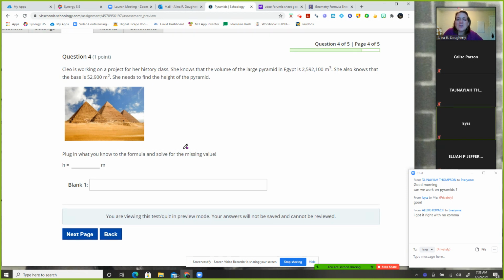Chloe's working on a project for her history class. She knows the volume of a large pyramid in Egypt is a little over 2 million cubic meters. That is a lot. She also knows that the base is 52,900 meters. She needs to find the height of the pyramid. If she knows the volume, we've done volume a couple of times, so volume is 1/3 the base times the height.